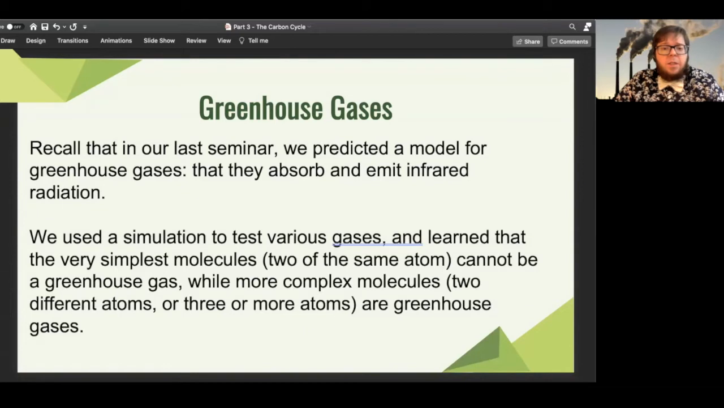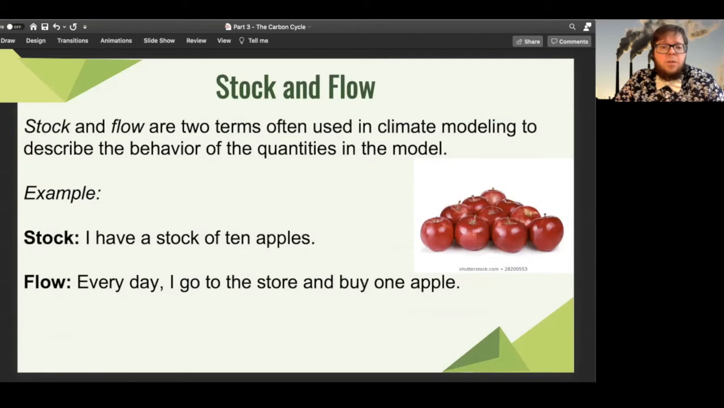We left off last time with the sort of big man on campus greenhouse gas, the carbon dioxide. So we're going to start tracking the carbon dioxide, or really we can get even more specific and we can track the carbon atoms themselves, right? And in order to do that, we need a bit of vocabulary. We need to introduce 2 words often used in climate modeling, which are stock and flow. These are very simple ideas that just have a slightly different name from perhaps what you're used to. Stock is just how much of something do I have?